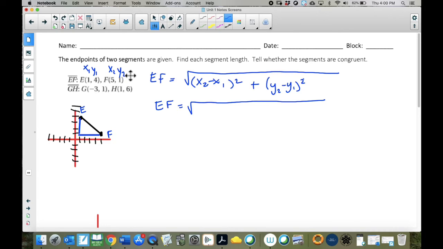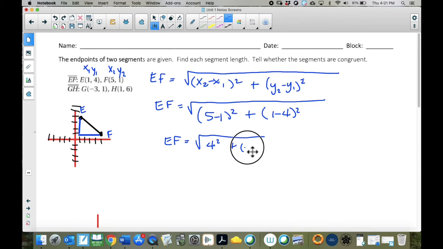I think that step is really going to help you if you put that in there. I rewrote my distance formula so that I have it, and now I need to put those numbers in there. So my x2 minus my x1 is 5 minus 1. I square that, and then I add y2 minus y1, which is 1 minus 4. So I get 5 minus 1 is 4, and I square that, and I get 1 minus 4 is negative 3, and I square that.